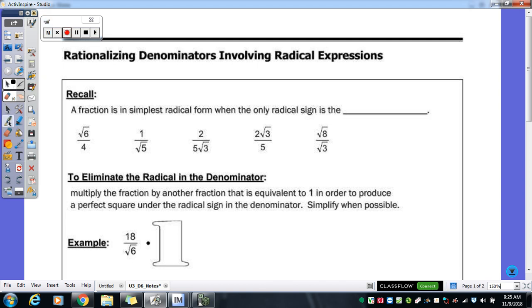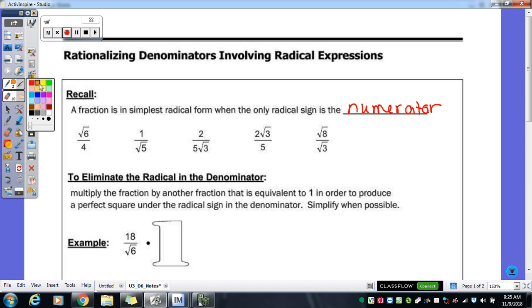So we are working on rationalizing denominators, which we have already done once. We're just going to put a little bit more of a twist on it. If you recall, a fraction is in simplest radical form when the only radical sign is in the numerator. We cannot have a radical sign in our denominator. So if there is one, you have to do what we call rationalizing your denominator.